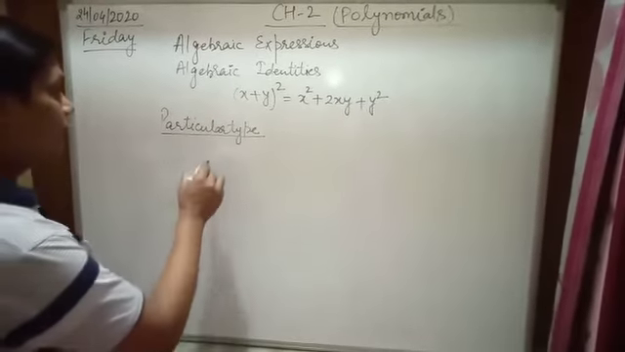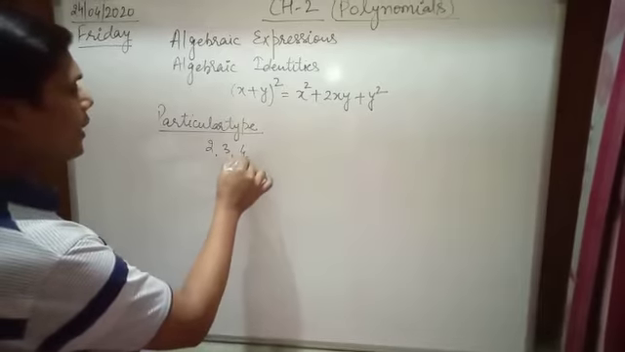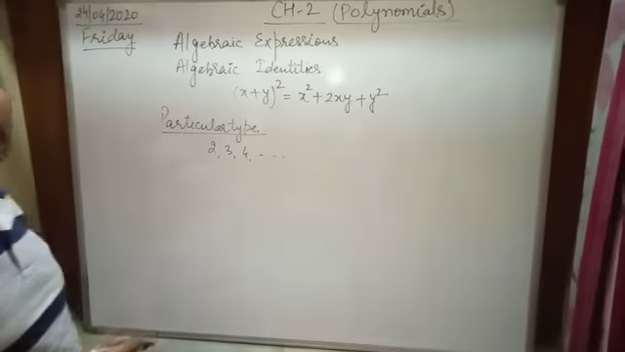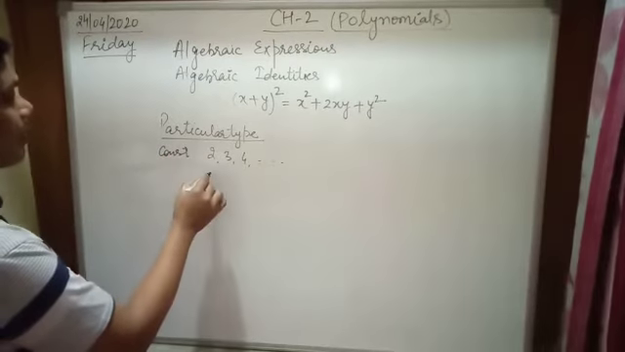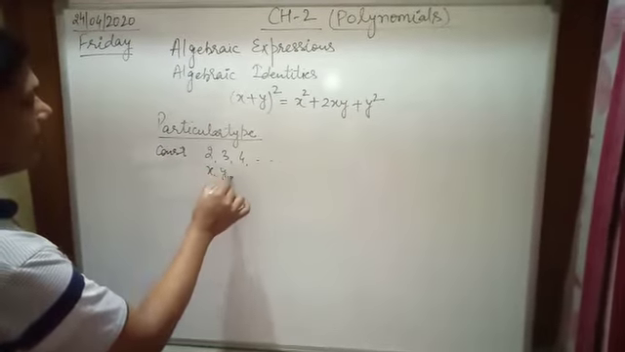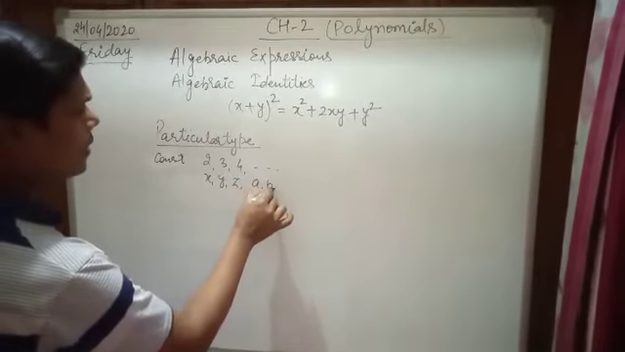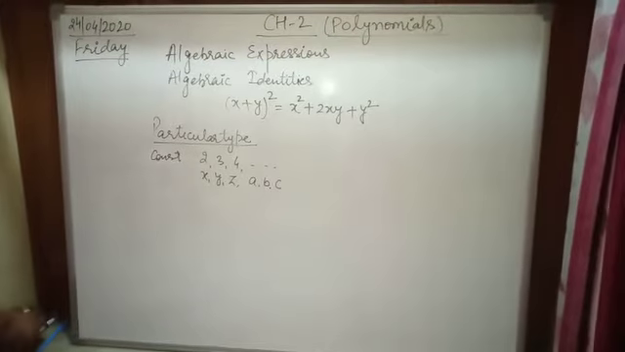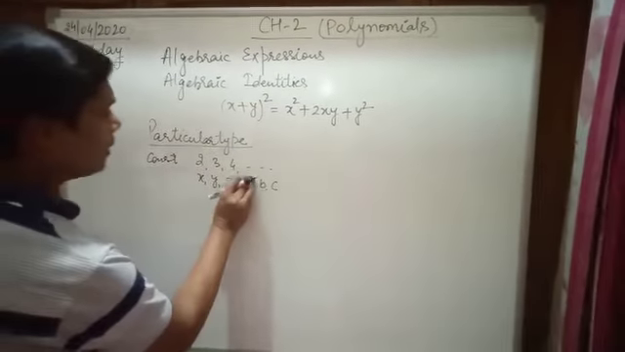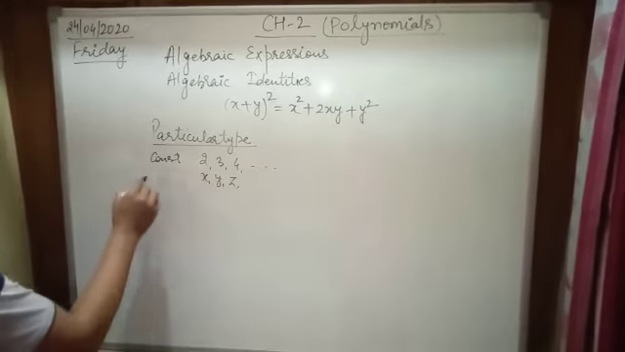There are some constants like 2, 3, any number you can take. These are the constants. Some are the variables, like we are taking x, y, z, a, b, c, or p, q, r, many more you can take. But here we are assuming only x, y, z are the variables.